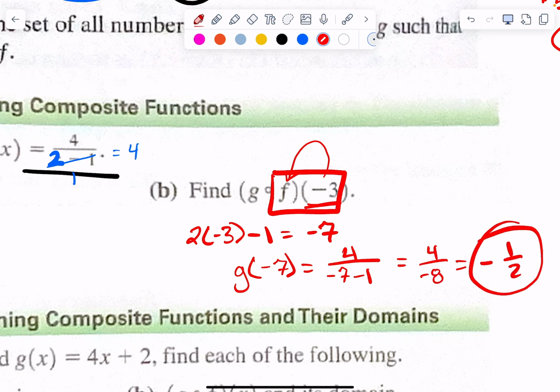That's my final answer. Okay, so I'm applying the sale and then applying the coupon, right? You apply from the inside out. Got it? Yep.